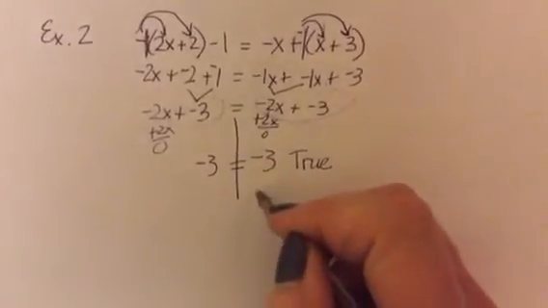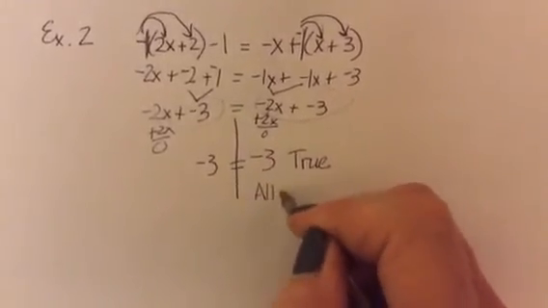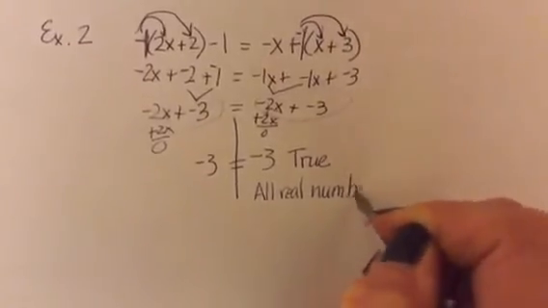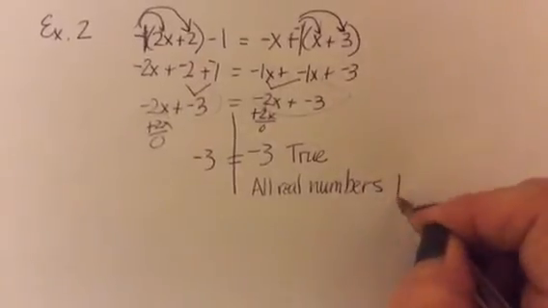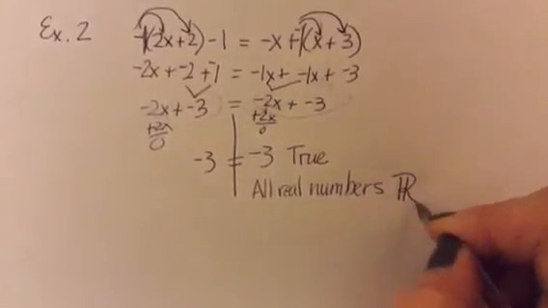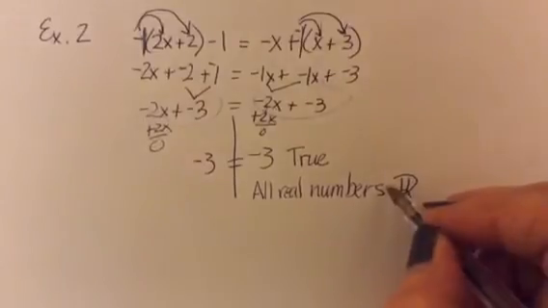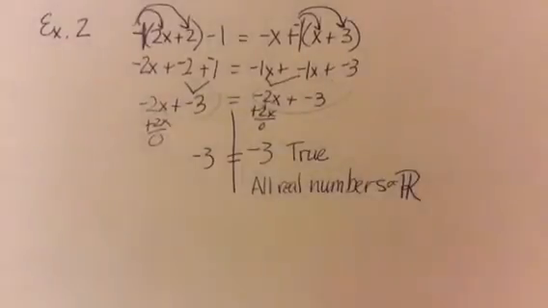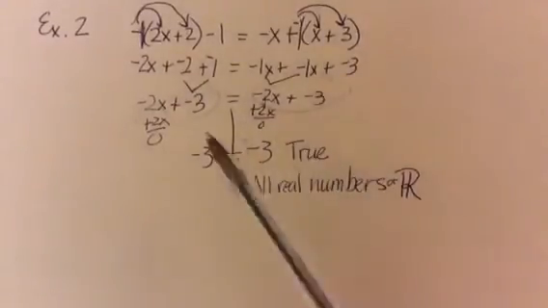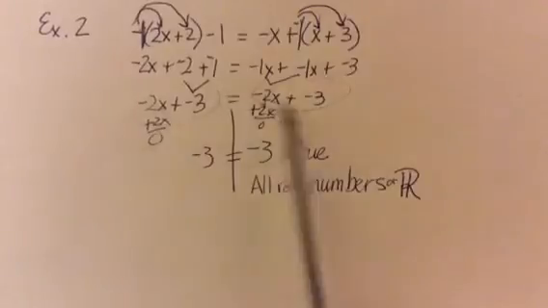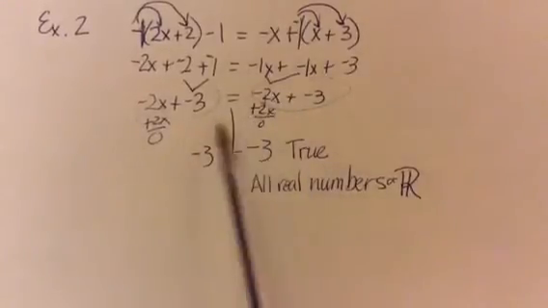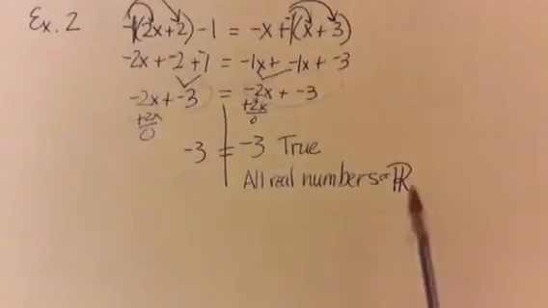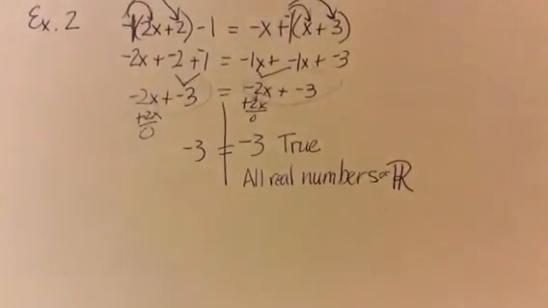So the answer is all real numbers. And there's a symbol that we use for that. It's a double-lined R, capital R, and that means all real numbers. So you can either say it, I like the symbol, it's much easier. All right, so when you simplify an equation and the variables drop out, and you end up with a true statement, then that means that was the same thing on both sides, so any number will work. So the answer is all real numbers.